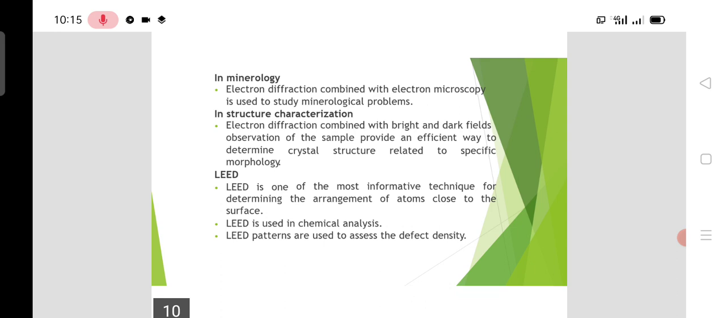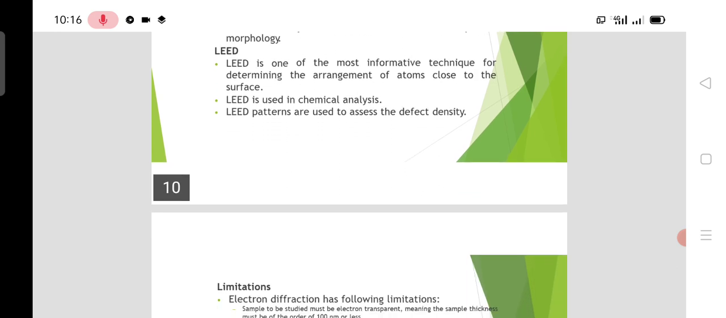LEED is one of the most informative techniques for determining the arrangement of atoms close to the surface. LEED is used in chemical analysis. LEED patterns are used to assess the defect density.